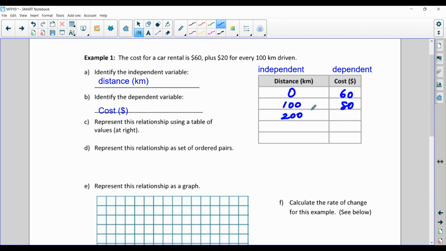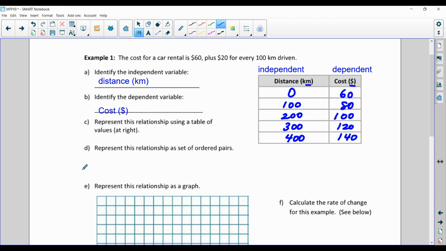If we went 200 kilometers, that means we have to go up another $20. So now we'd be at 100. If we went 300 kilometers, we'd be at $120 cost. And if we went 400 kilometers, we'd be at $140. Now notice I didn't put dollar signs or kilometers next to all these numbers because it's listed in the title. So therefore I don't have to write it every time.